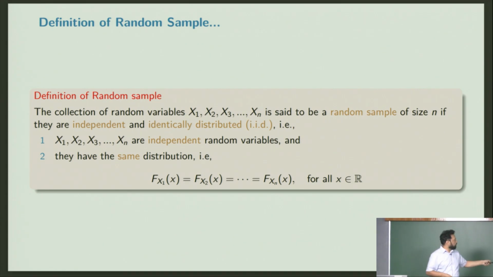Capital F notation stands for the CDF. So the CDF corresponding to the random variable x1, cumulative up to the current value x, will be the same as the CDF of x2, cumulative up to x, and so on. So the CDF is the same, the PDF is the same, obviously the mean is the same, the variance is the same. So IID implies so many things. This is something you have to remember.